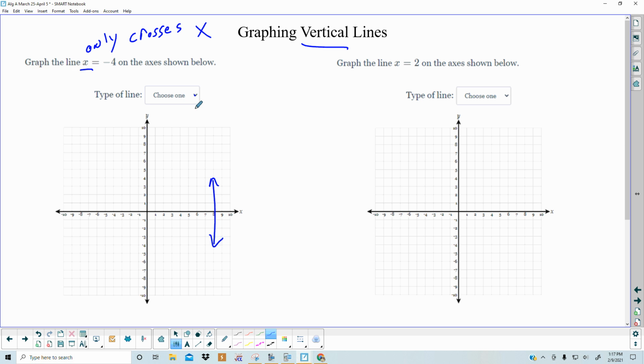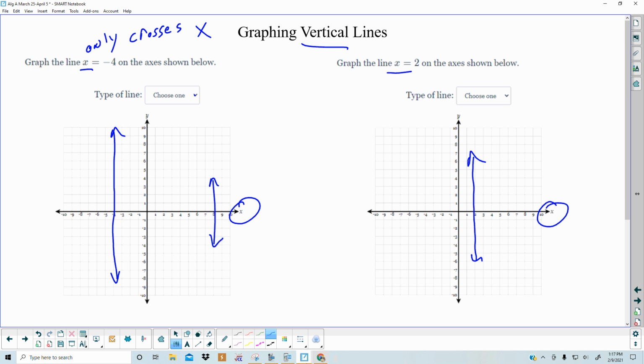And you would click on that, you pick vertical, and then you would draw the vertical line at x equals -4. Again, you're looking at the x-axis. Okay, this one, x equals 2. So you would click on that, choose vertical, and you would drag the line till the x, because it has an x, is 2.